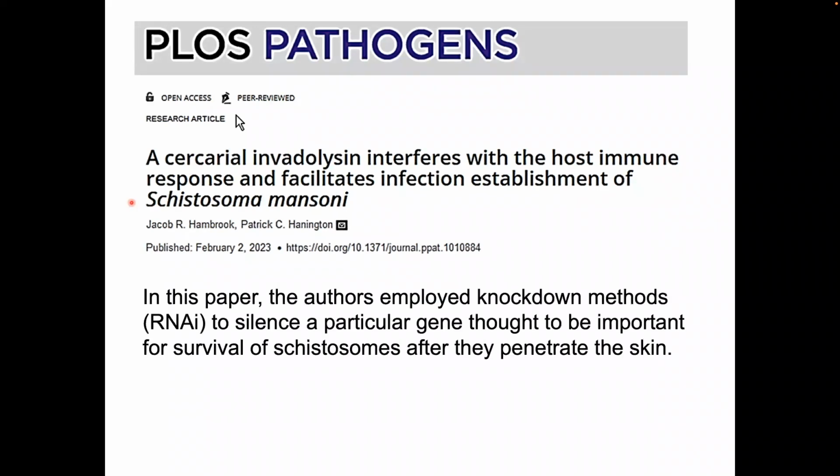Another case where they used knockdown methods to silence a gene, which was producing a substance necessary for cercaria to penetrate the skin, and which appeared to act in some kind of immunomodulatory manner so that the schistosome penetrating the skin could avoid the immune system.